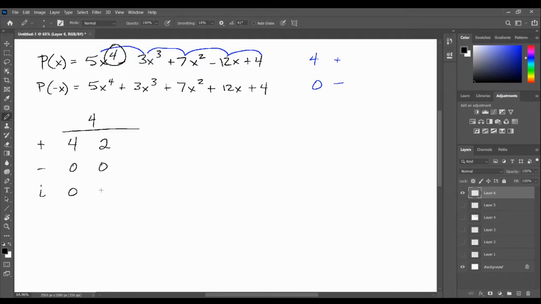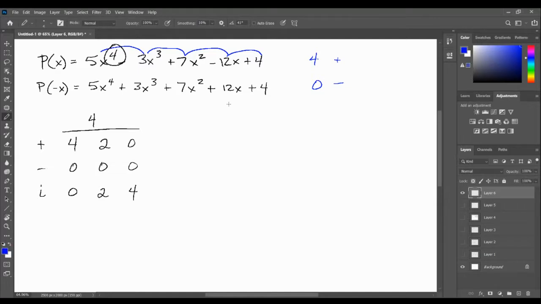The column has to add to 4, so this would be a 2. 2 is still greater than 1, so I have to consider 2 fewer than that. 2 minus 2 is 0. 0 stays. Column has to add to 4. So I've got those 3 options.